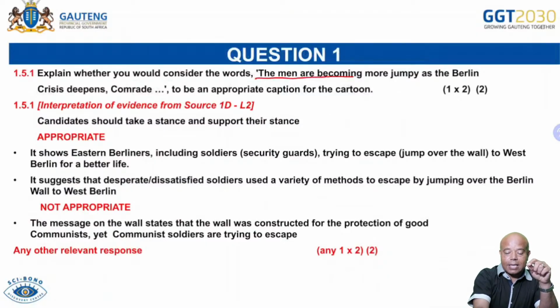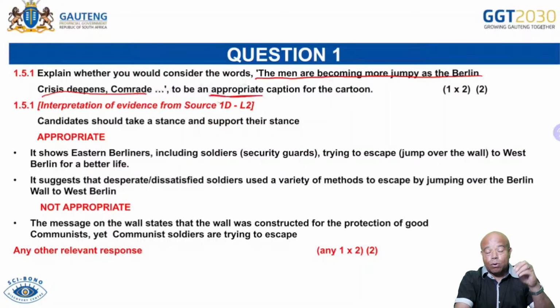So this entire thing here is basically our keywords. The other keyword is appropriate. Is it appropriate to use this as a caption or not? The appropriate answer is, like I read it first, it shows East Berliners, including soldiers and security guards, trying to escape, jumping over the wall to West Berlin for a better life.